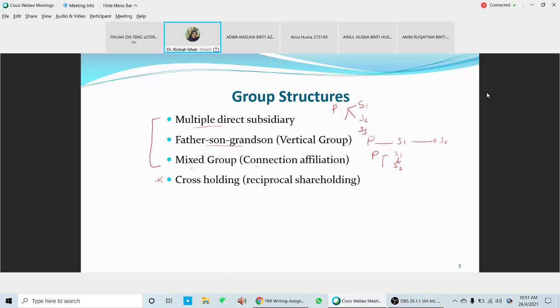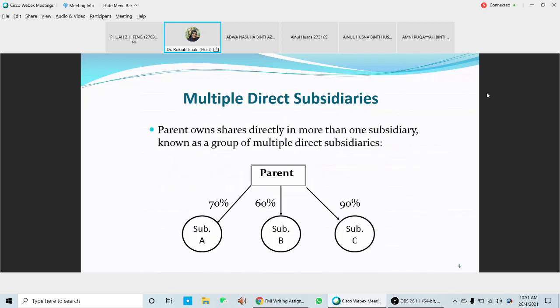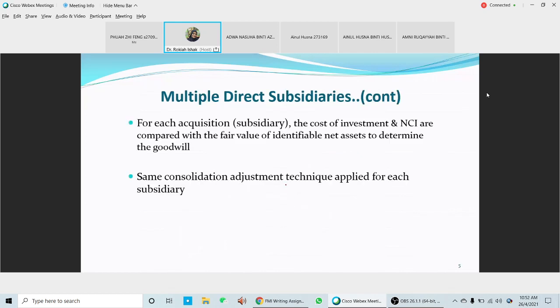Okay, so we are going to look at the first one. For the first one, you have a multiple direct subsidiary. A multiple direct subsidiary is where the parent owns shares directly. This one is considered direct only. In more than one subsidiary, that is known as a multiple direct subsidiary. So this one is direct. For each acquisition of a subsidiary, the cost of investment and NCI are compared with the fair value of identifiable assets to determine the goodwill.